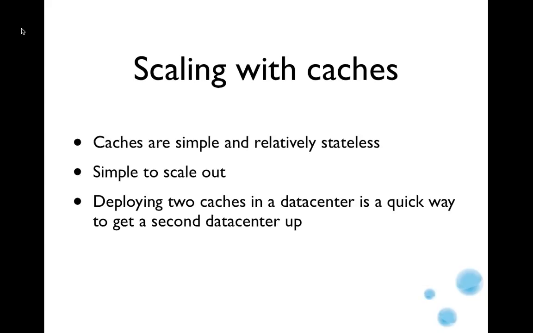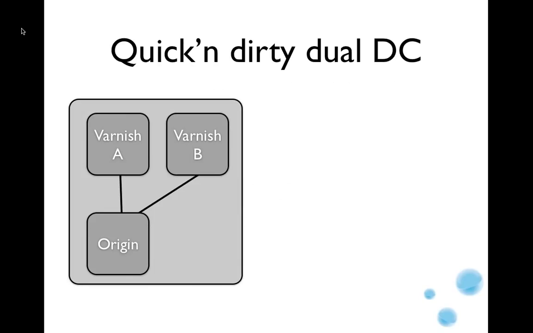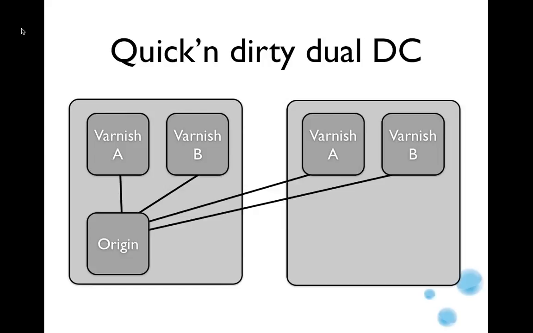Also, we've seen that deploying 2 caches in a data center is a really quick way to get the second data center up and running. For those of you who want to jump from 1 to 2 data centers, here is a very, very simple diagram of what a data center could look like, with an origin server, an application server serving out some content, and a couple of Varnish servers. In order to get this second data center up and running very easily, start out by having only a couple of Varnish servers there.